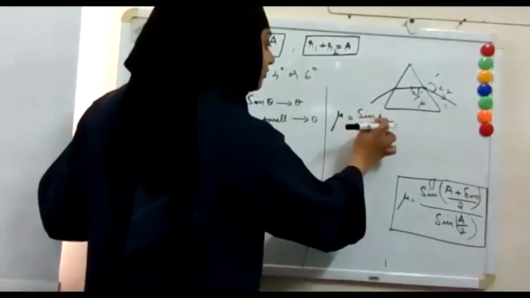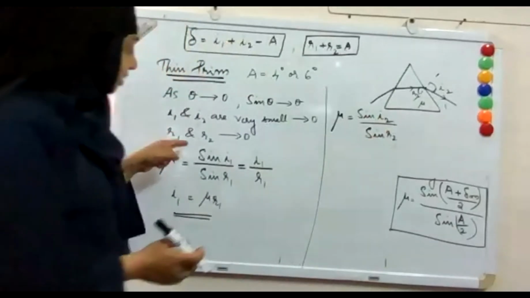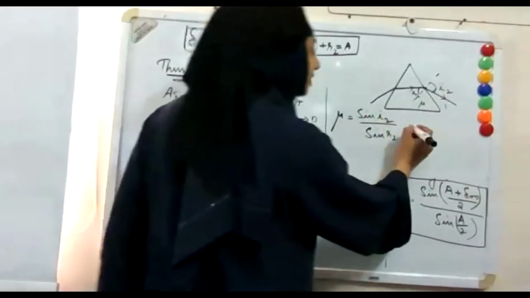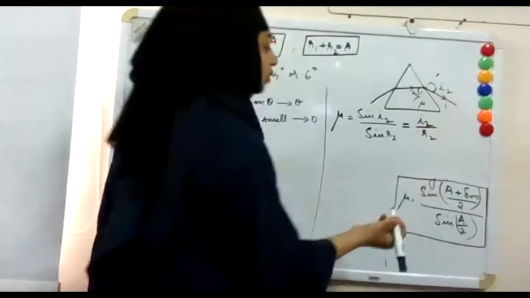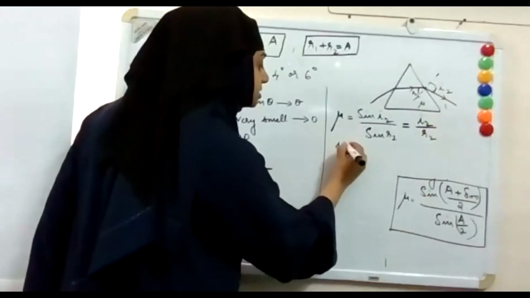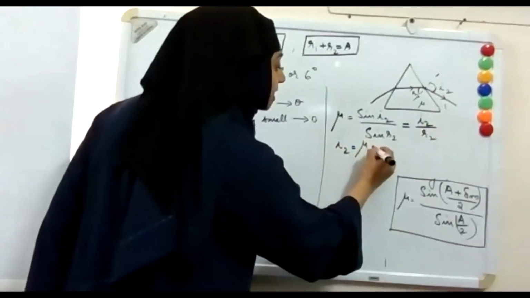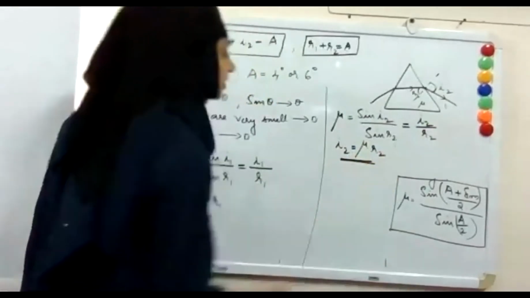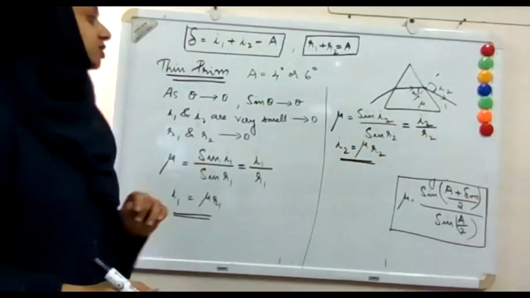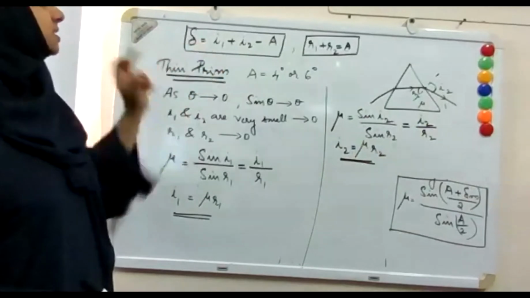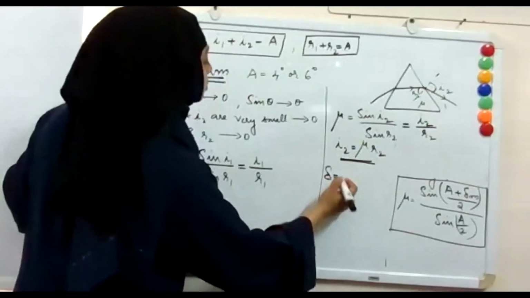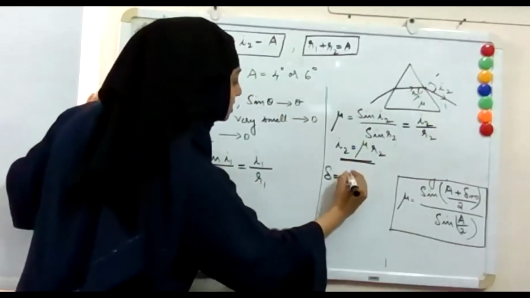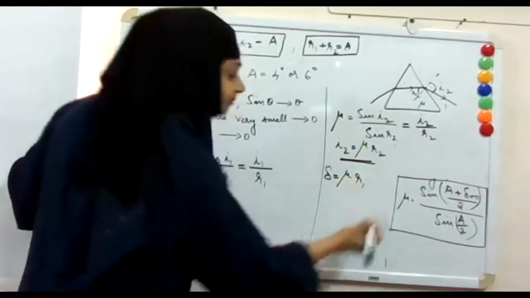Okay. So again, we know that I2 and R2 tend to 0. So I can write this as equal to I2 divided by R2. So I can write I2 is equal to mu times R2. So I got an expression for I1 and I2. Now I will substitute that in this equation. So I get delta is equal to, instead of I1, I can write mu R1. I'll rub this because I don't have space.